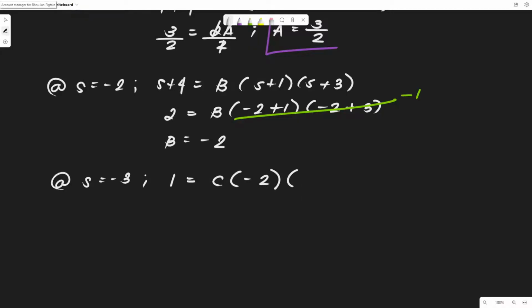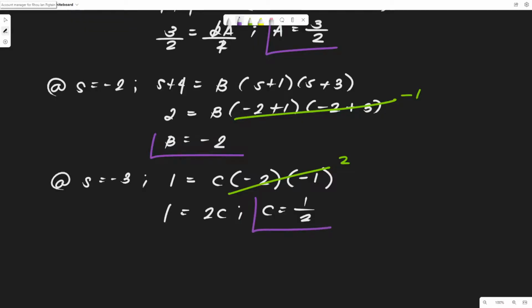Then, s plus 2, no? So, we have negative 3 plus 2 is negative 1. And so, therefore, this is equal to positive 2. So, we have 1 is equal to 2c. So, therefore, c is equal to 1 half. Ayan. So, we have ito, tsaka ito. Yan ngayon yung ipapalit natin dun sa mga fractions natin kanina.